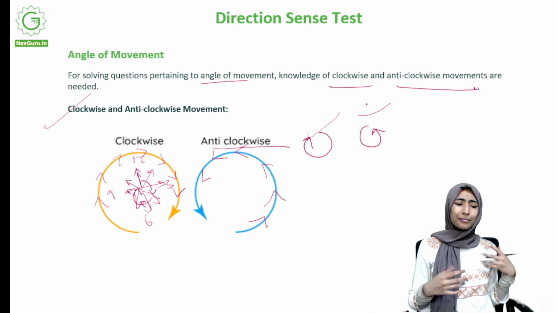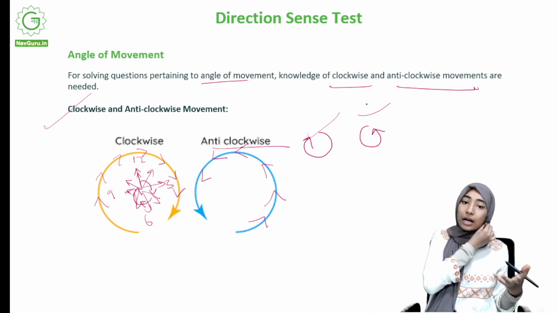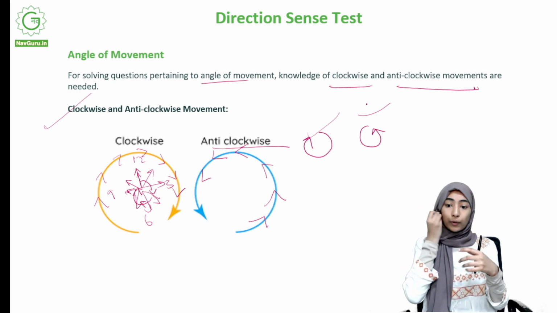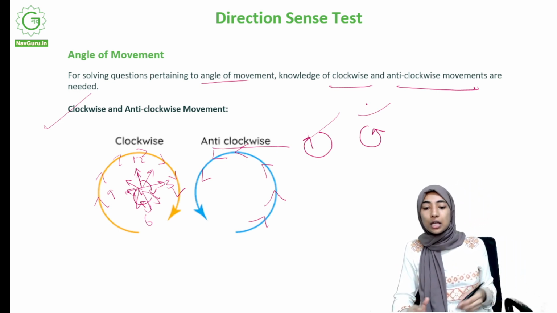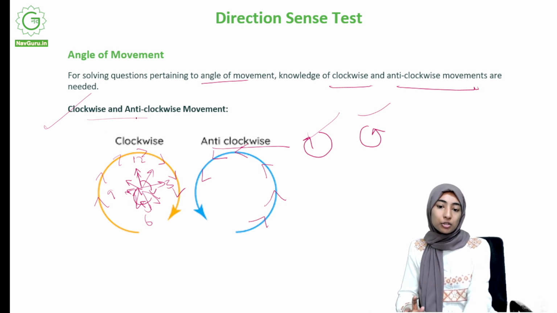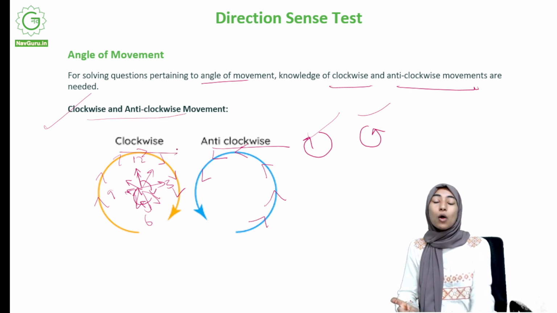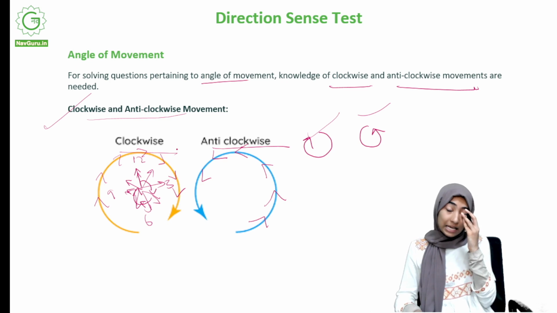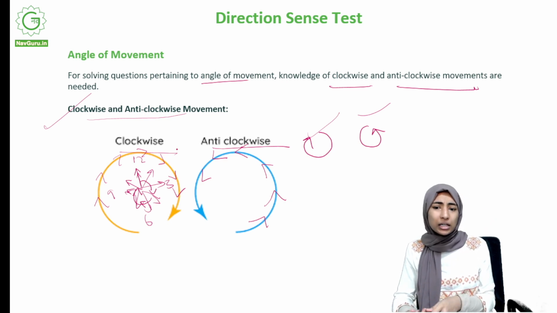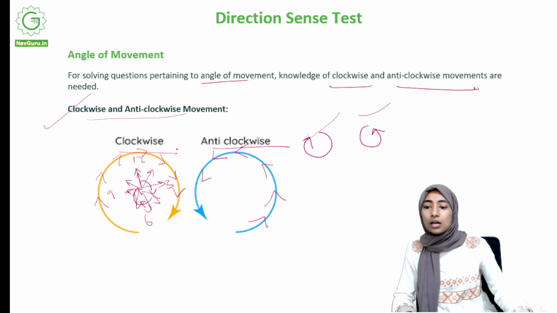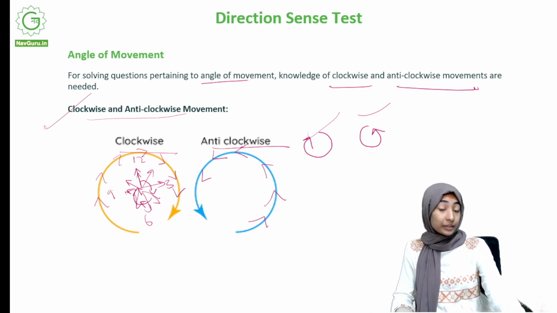So there are different things you can look at. You can either look at how your clock works, or you can look at how you close and open a bottle. This is just the concept you need to know. You just need to be thorough with what it means to be clockwise and what it means to be anti-clockwise. It's a concept that we have also studied under clock and calendar, so what we are doing now is basically a revision.